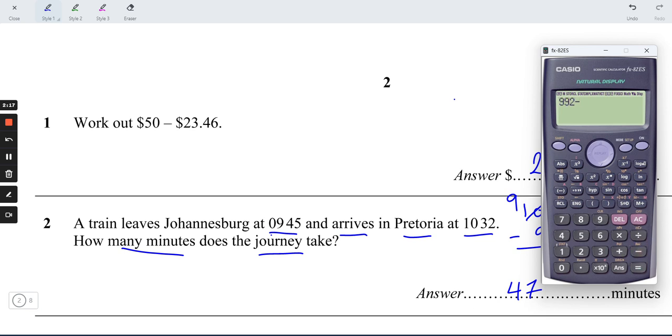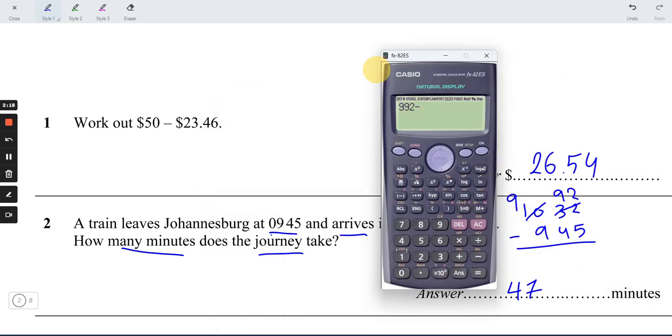You can use your calculator, which is easy: 992 minus 945, which is equal to 47.